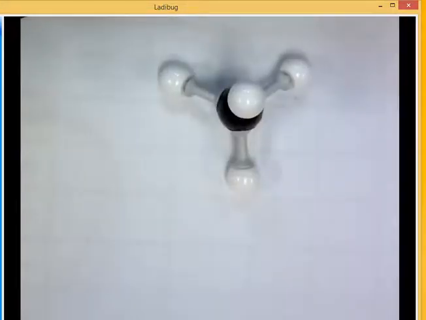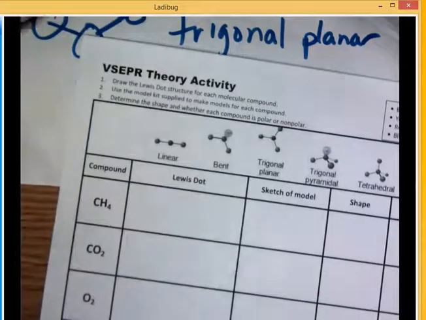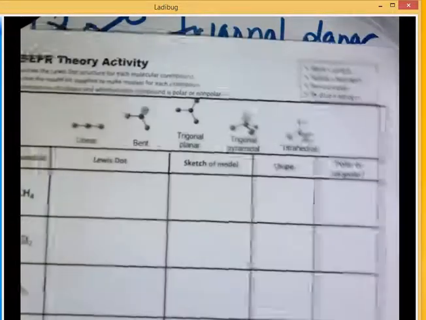If you remember Miss Carrasco's class, look up on the ceilings and you see all these different shapes hanging off the ceilings. Pretty convenient for you to just take a look and see what they look like. So our job is to draw Lewis dot structures for these things, sketch the model of it, tell us the shape, and whether it's polar or non-polar.